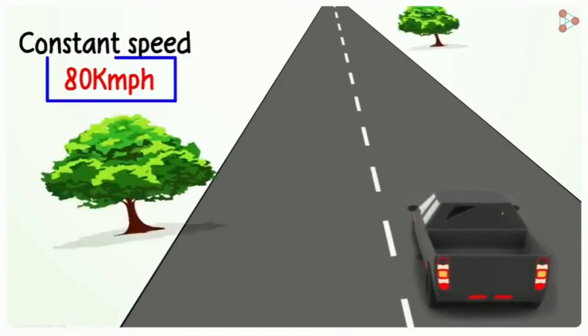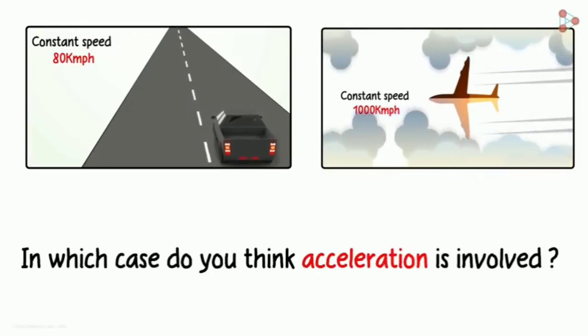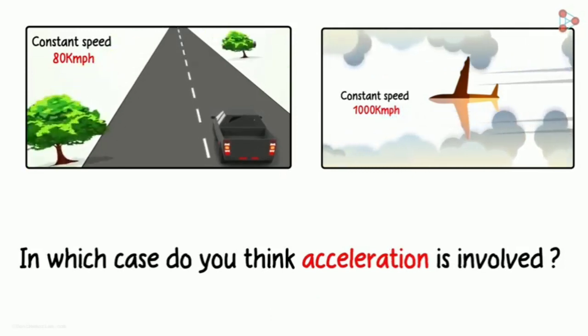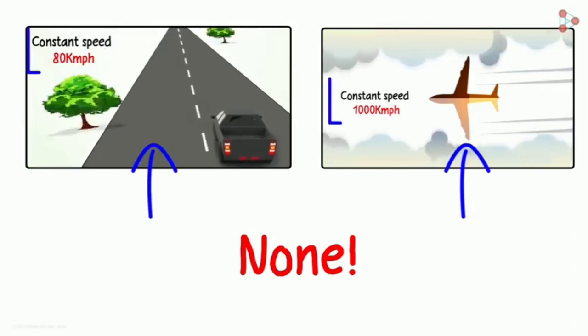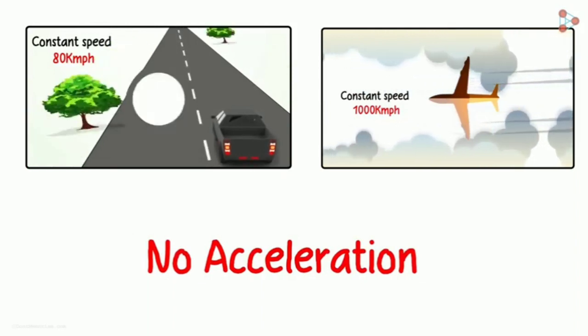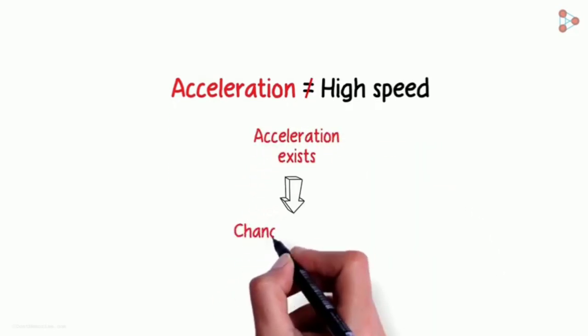A car is traveling in a straight line with a constant speed of 80 km per hour. An aeroplane is flying with a constant speed of 100 km per hour. So, in which case do you think acceleration is involved? None, because there is no change in velocity here, because they both are at constant speed. So, acceleration does not mean high speed. Acceleration exists only when there is a change in velocity.